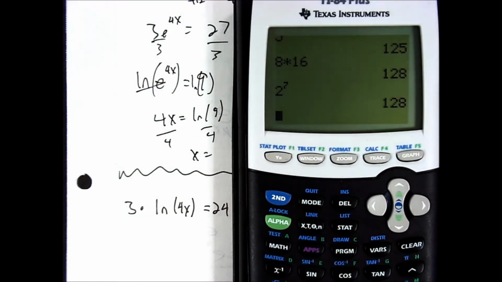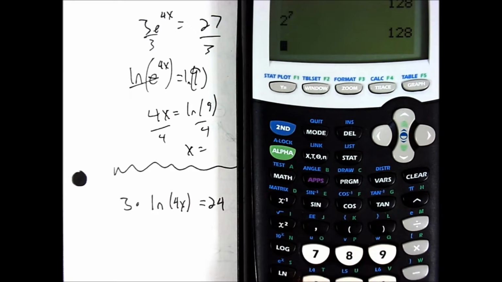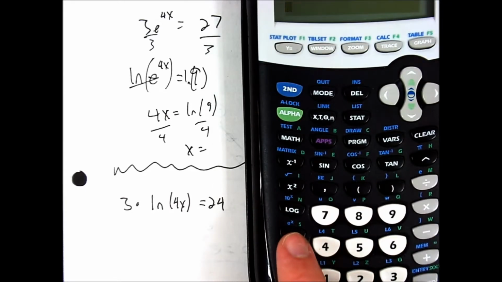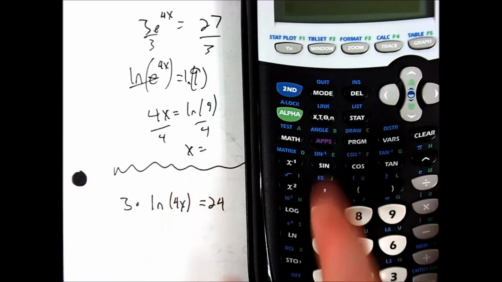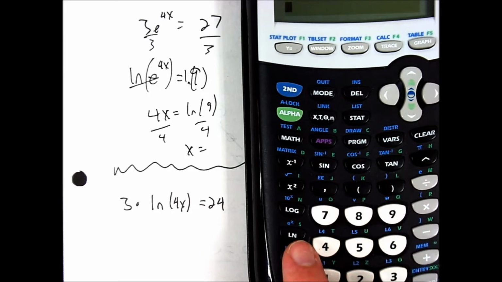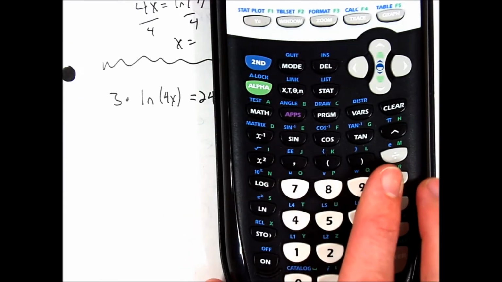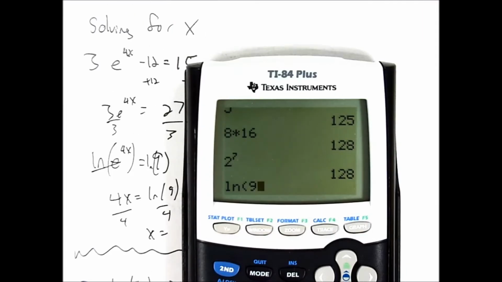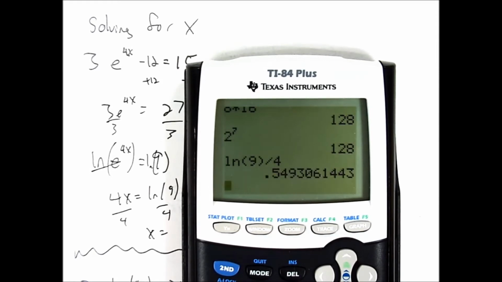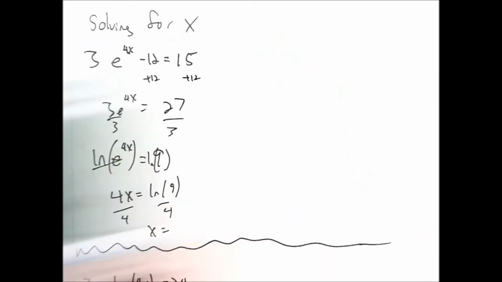These buttons are on the calculator, by the way, if I didn't show you that yet. Natural log, ln, and then e to the x is actually going to be the second, and then ln to get that blue one up there. But we need natural log of 9, so ln 9, divide by 4. And the book has been asking us to go to 4 decimal places, so 0.5493.